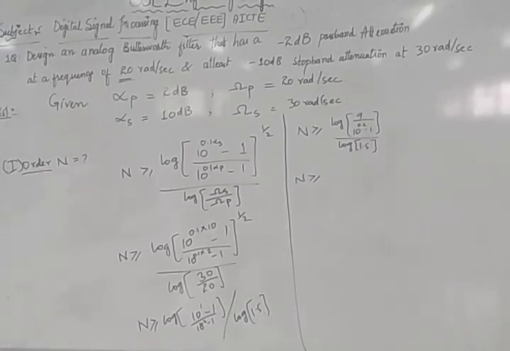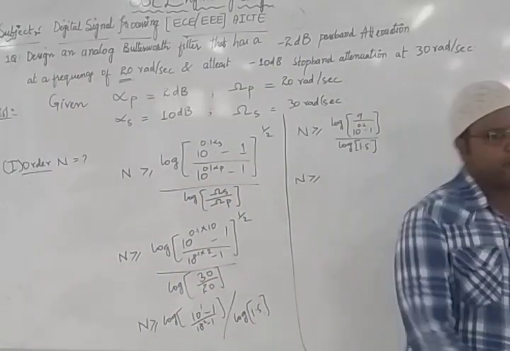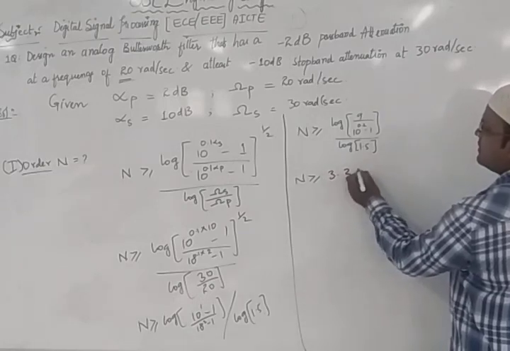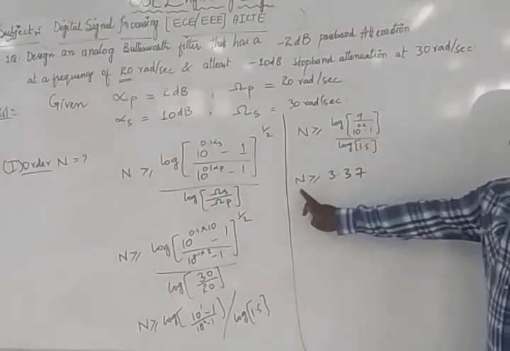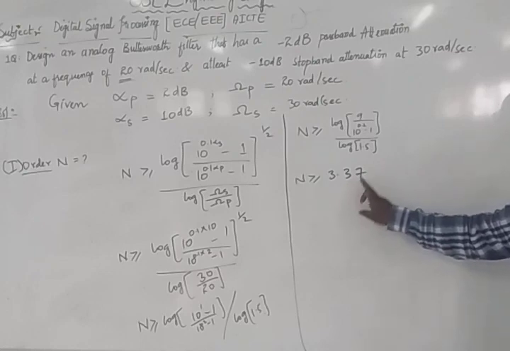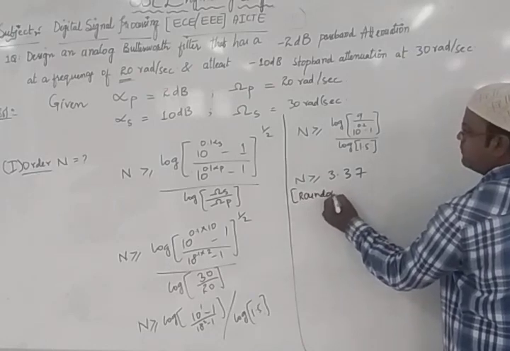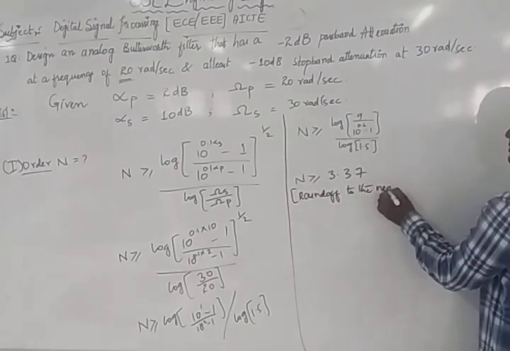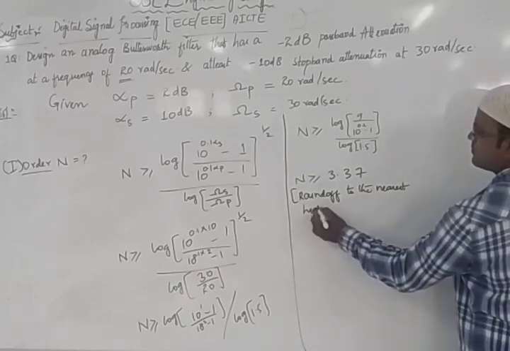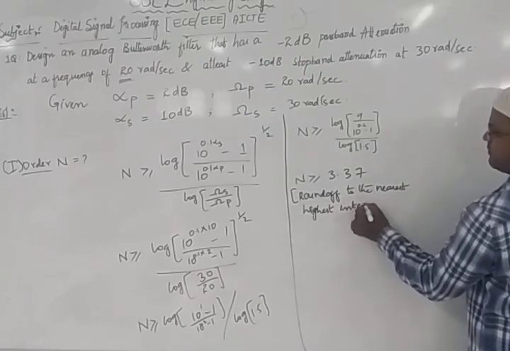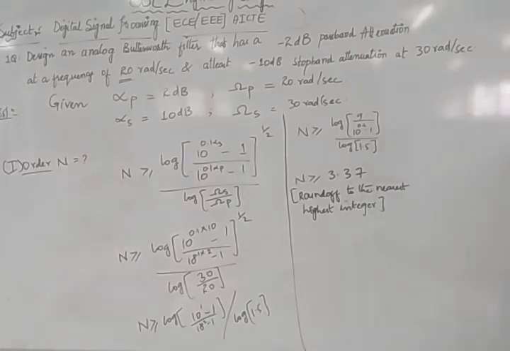So if I put this value in the calculator, log of 9 by 10 power 0.2 minus 1 divided by log of 1.5, I am getting the answer as 3.37. So what is the value of n we do have? N is greater than or equals to 3.37. That means, what we need to do with the n value? We need to round off to the nearest highest integer.